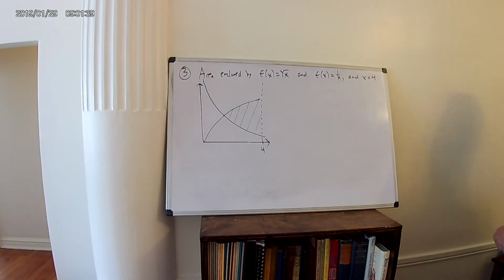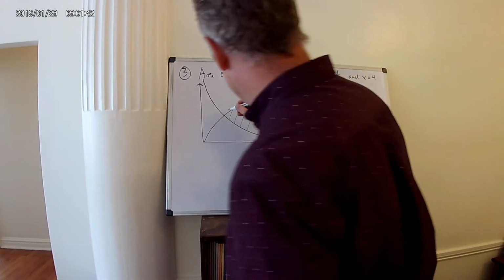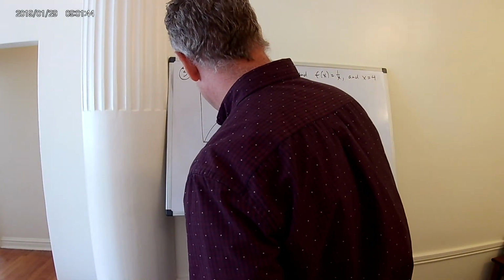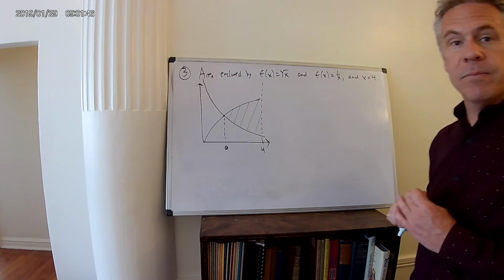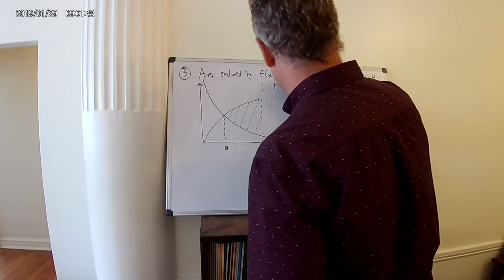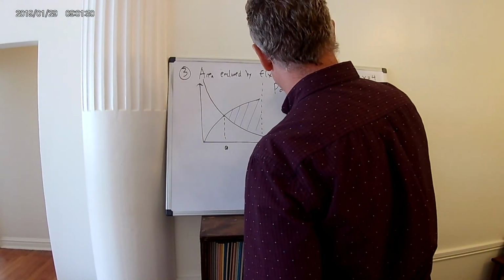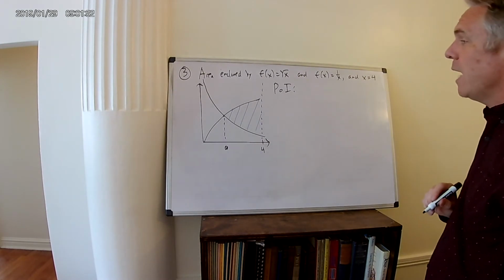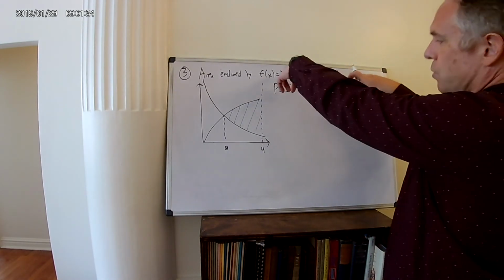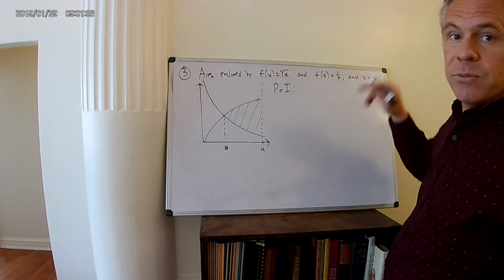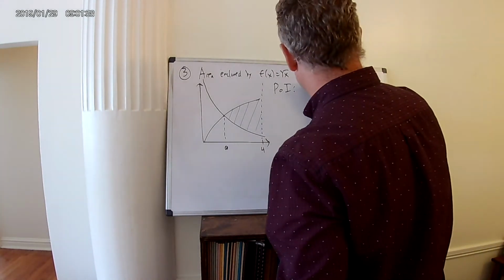Now, to do that, we need to find the point of intersection right here. What is this point A? So we need to find the point of intersection. And again, the way we do that is we set these two curves equal to each other, since this is the point where these two curves intersect.